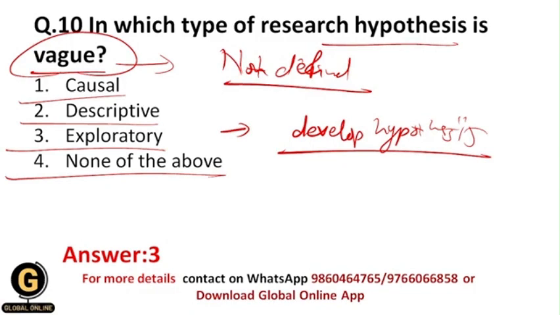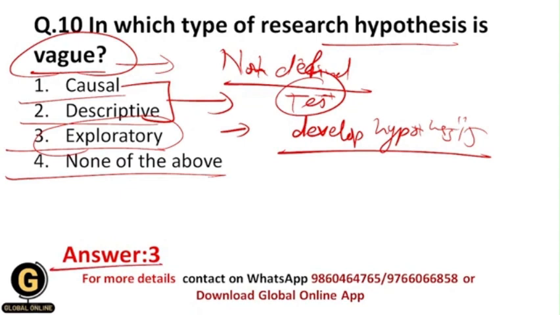and that's why here we are going to collect the preliminary data and finally we are going to develop the hypothesis, and that's why the hypothesis is vague over here, that is, it is not defined. Okay, and in the causal and descriptive research types, the hypothesis is clearly defined, so that we are going to test the hypothesis over here. But in the exploratory research design, we don't test the hypothesis, we only develop it. Okay, because it is not clear, and that's why the correct answer over here is 3.